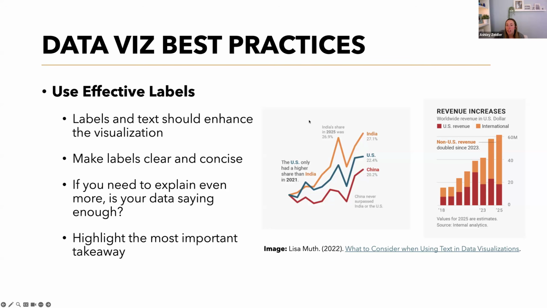So when you're labeling your data visualization, just keep in mind that too many labels or too few labels can interfere. So take a step back from the visualization and ask yourself, is this visually easy to read based on how the labels are laid out? Are there too many labels? You do want to avoid the temptation to clutter your visualization with text. So if you find yourself needing to explain more with text, consider whether your data is saying enough. If you really do need more explanation with text, be sure to highlight the most important part for your reader.